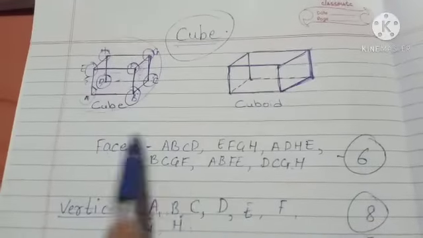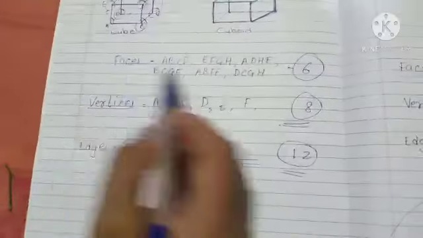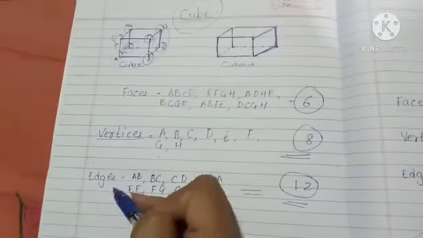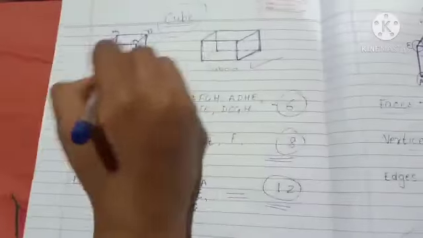Now there is no difference in the faces, vertices, edges of cube and cuboid. This is cuboid and this is cube.